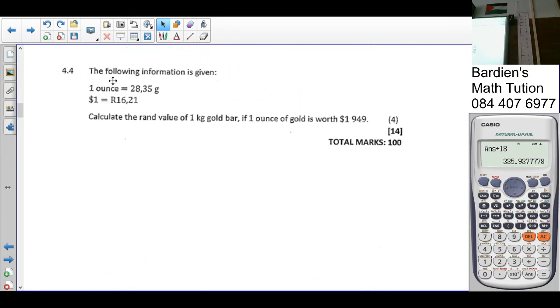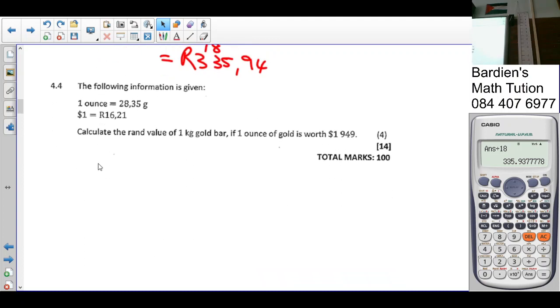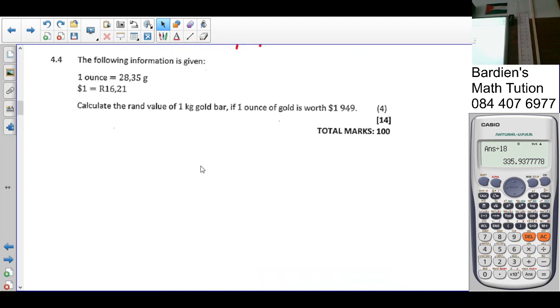In question 4.4, that is the last question here, the following information is given. 1 ounce is equal to 28.35 grams. $1 is 16 rand and 21 cents. Calculate the rand value of 1 kilogram gold bar, if 1 ounce of gold is worth $1,949, sorry. So 1 kilo gold bar.